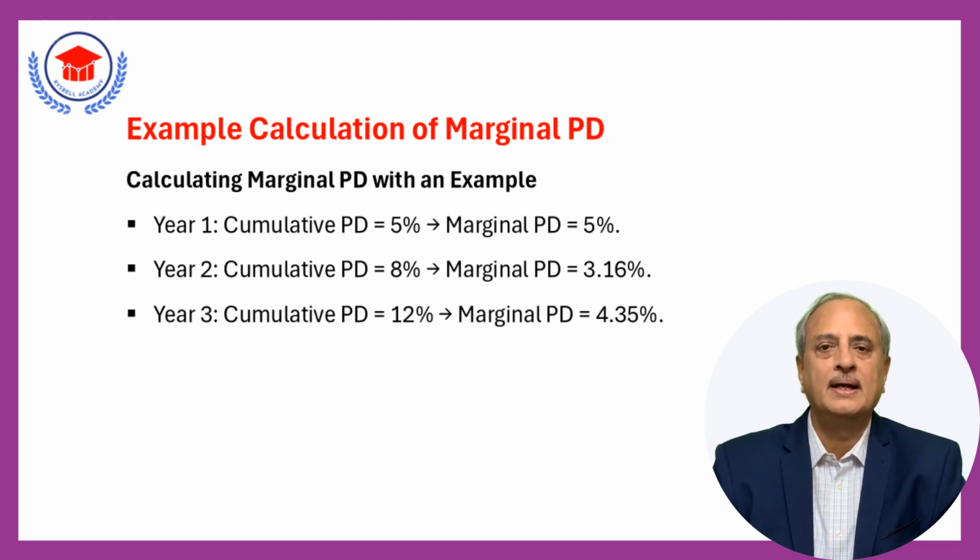Finally, for year 3, the cumulative PD reaches 12%. Again, we calculate the marginal PD by taking the difference from year 2 and adjusting it for the survival probability. This gives us a marginal PD of about 4.35%.